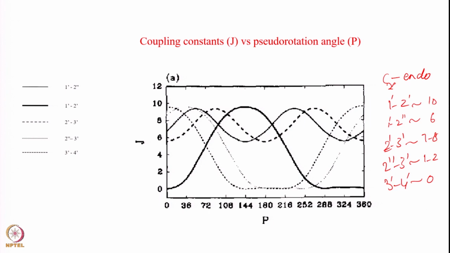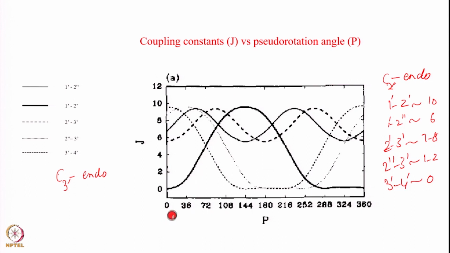We are going to discuss this. Now, what happens in the case of C3 prime endo? Let me write here the C3 prime endo geometry. So, you can see what the coupling constants are.